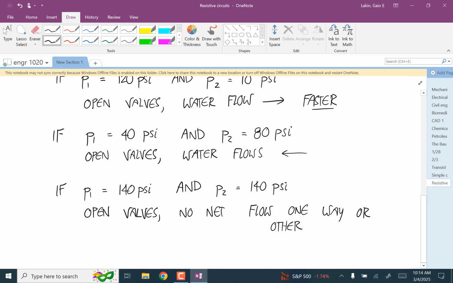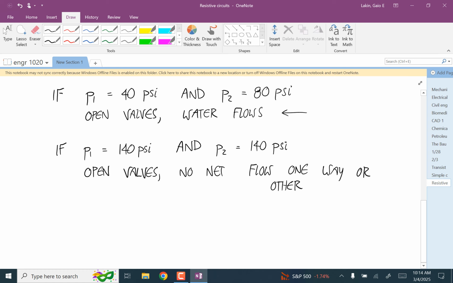So what we have here is we can control the individual pressures on the two sides.